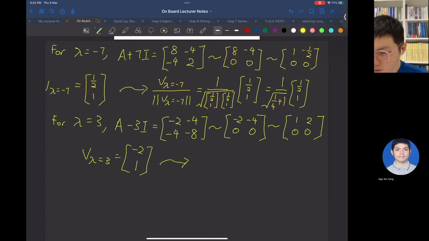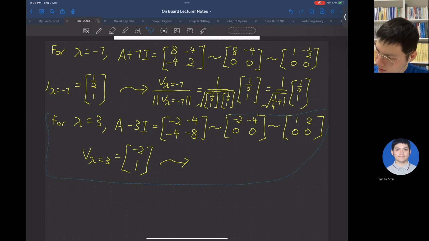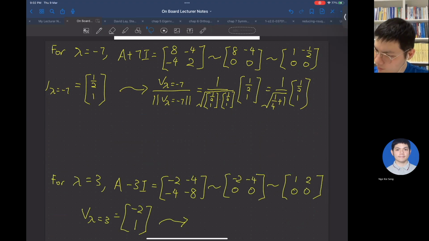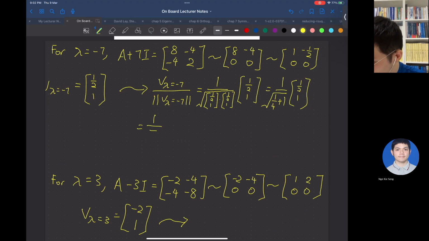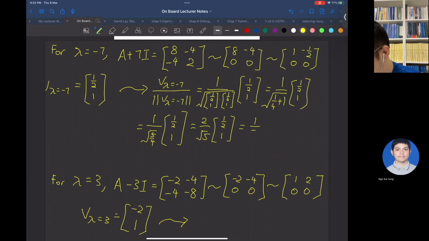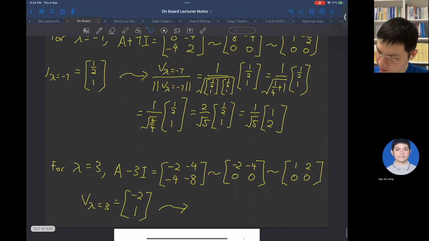Okay. So what do we get? Let's make some more space. So what do we get? We get 1 over the square root of 5 over 4 times (1/2, 1). Okay. Which is 2 over square root 5 times (1/2, 1), which is equal to 1 over square root 5 times (1, 2). All right. So this is one of the unit vectors.